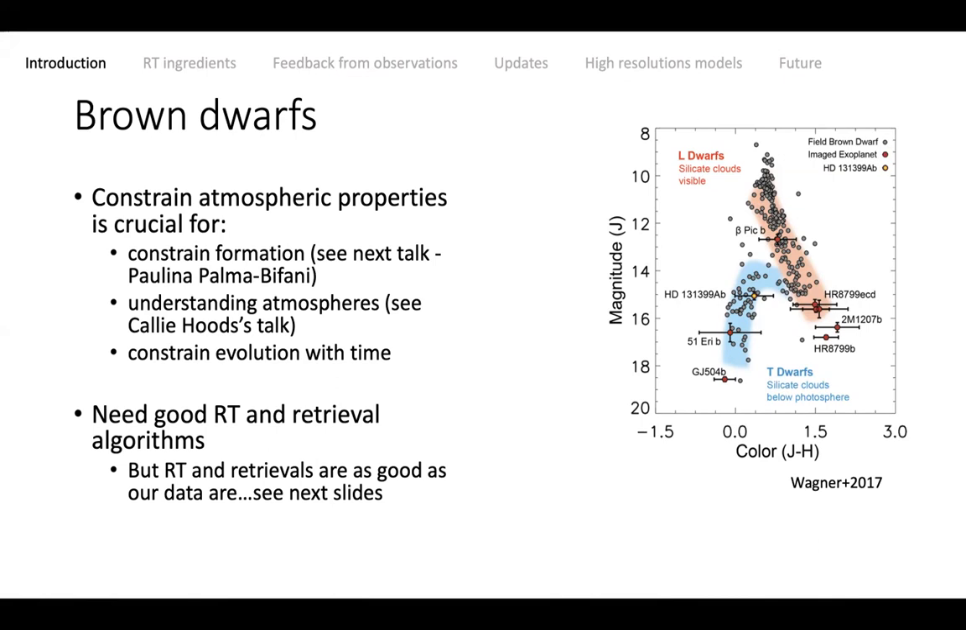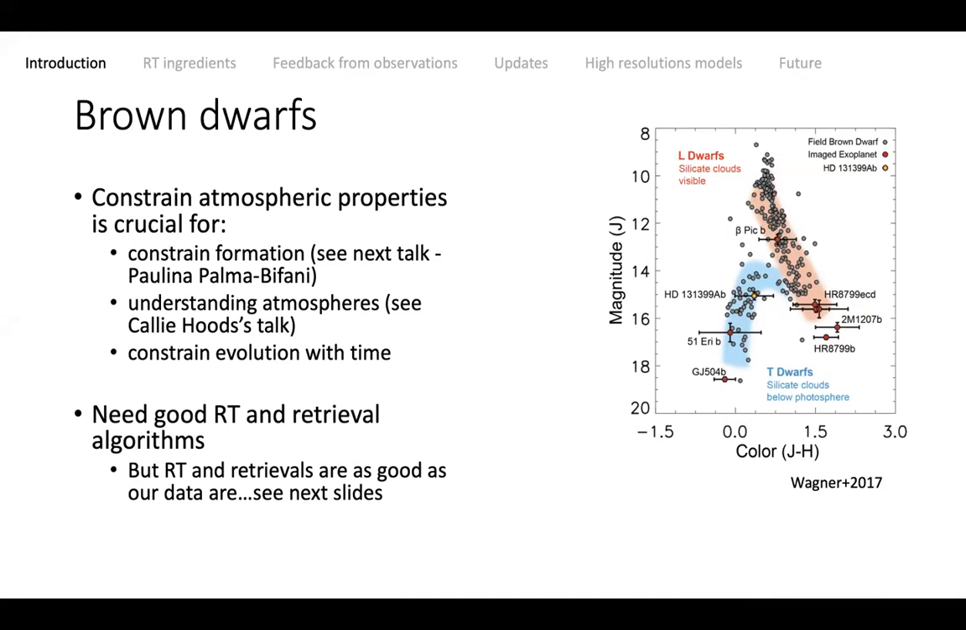So understanding these atmospheres is really important. And I think Callie in her talk later on will also expand on this. Atmospheres are also crucial for the evolution of these bodies with time, because they are the ones that actually control how energy will escape to space. So they're the ones that control how the bodies will cool over time.